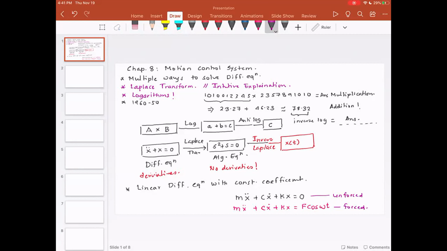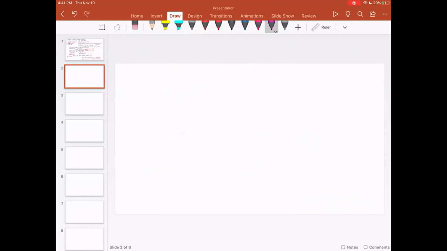But Laplace transform cannot solve certain equations. So imagine that now you have an equation m x double dot plus c x dot plus k x cube is equal to 0. So this term is actually a nonlinear term. So Laplace transform cannot solve equations with nonlinearity.